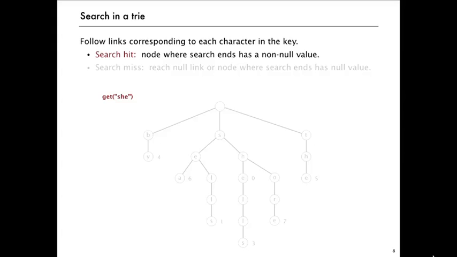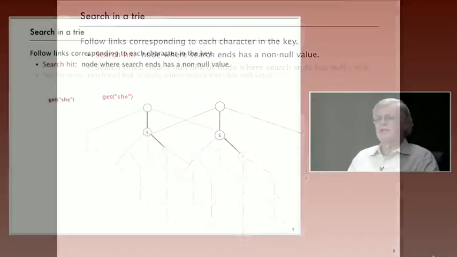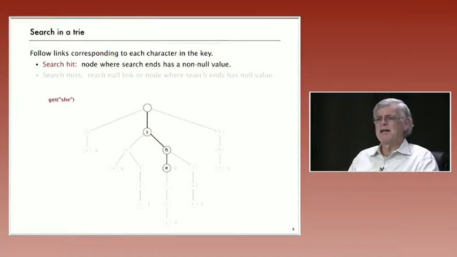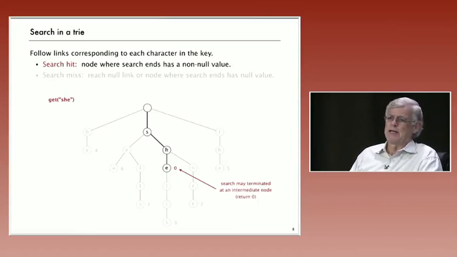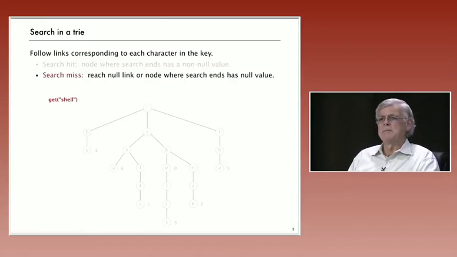Another case is, that node was down at the bottom, but if you were doing a search for SHE, you follow the same path, but now when you get to the E, that's the last character of that key, and so we just return the value associated with that node. That is, the search doesn't have to go all the way to the bottom. It might terminate at an intermediate node, and we just return the value associated with the node corresponding to the last character in the key. What about a search miss?